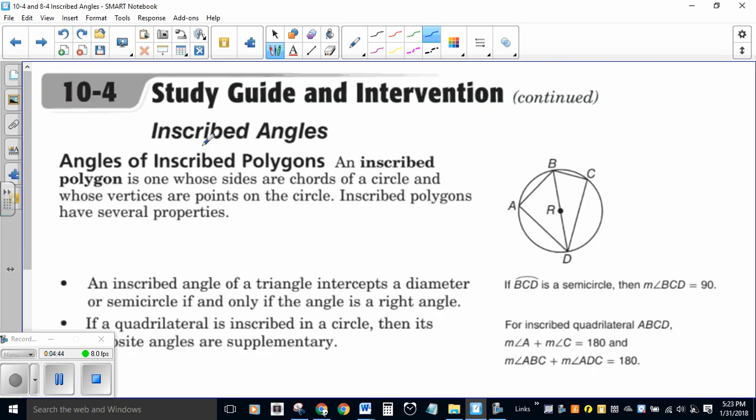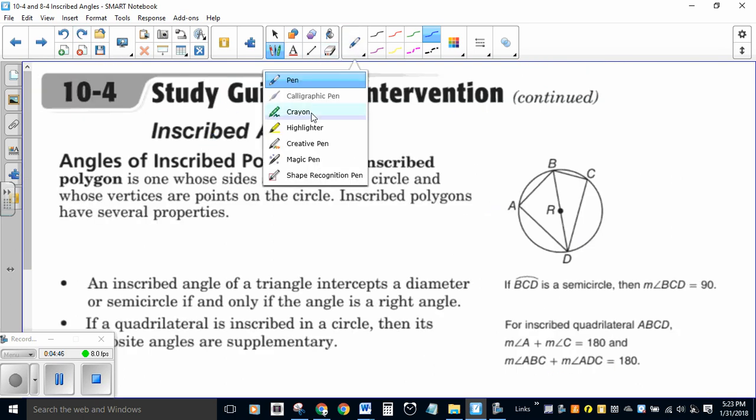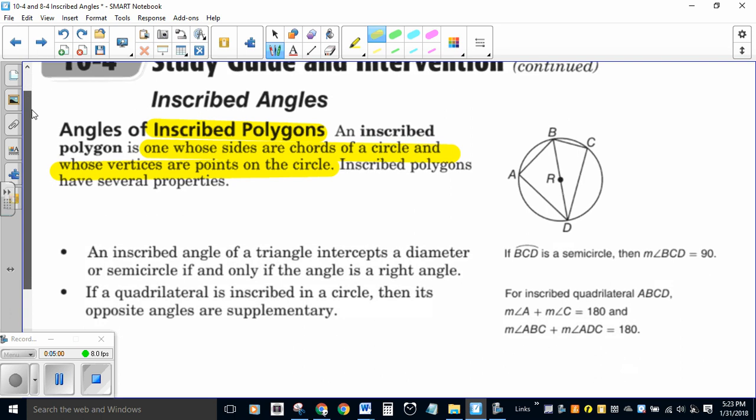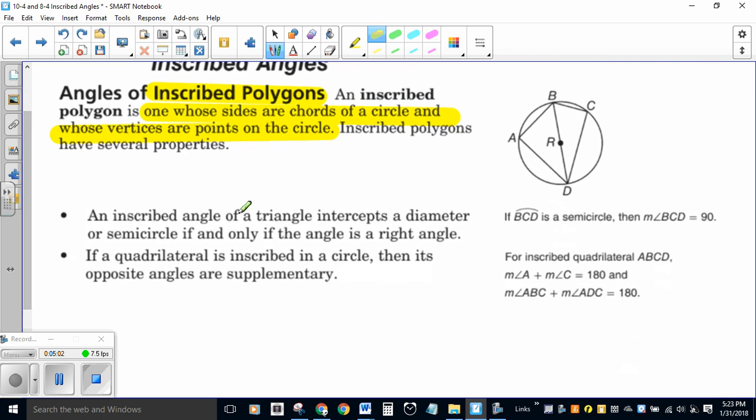Now, the new information that we learned about today has to do with an inscribed polygon, which is one whose sides are chords of the circle and whose vertices are points on the circle. So the first polygon we're going to talk about is a triangle. And it says if an inscribed angle of a triangle intercepts a diameter or a semicircle, then if and only if the angle is a right angle.